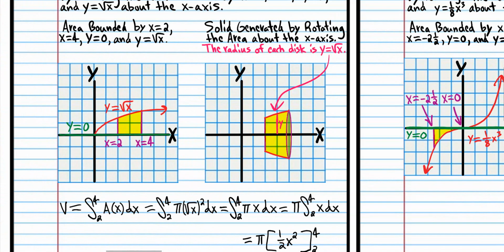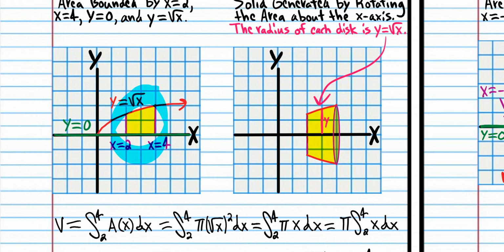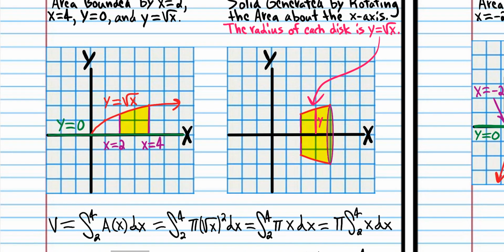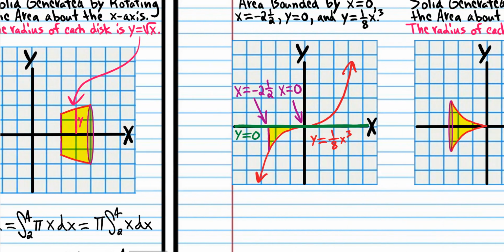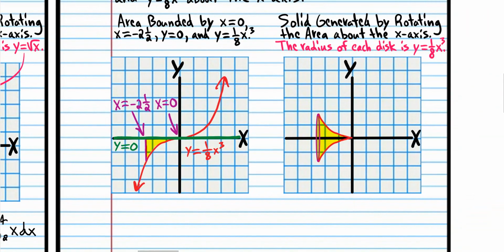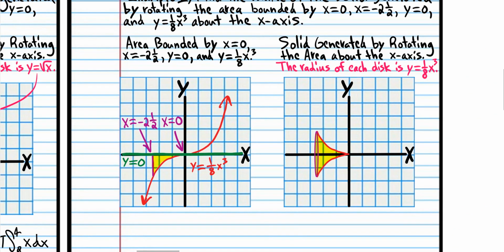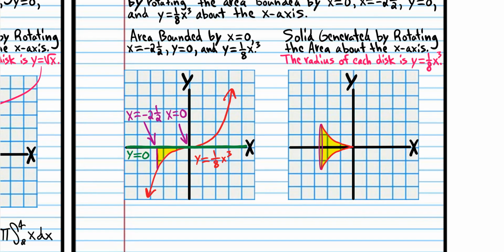Now notice in the previous example, our area that was enclosed started above the x-axis. It was above the x-axis and we rotated it around. Well, now our area is below the x-axis and we're going to rotate it around. But as long as you're integrating from left to right, meaning from negative 2.5 to 0, then you're still going to get a positive volume. You don't have to worry about your volume being negative.